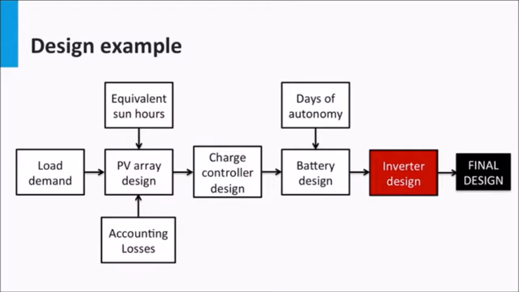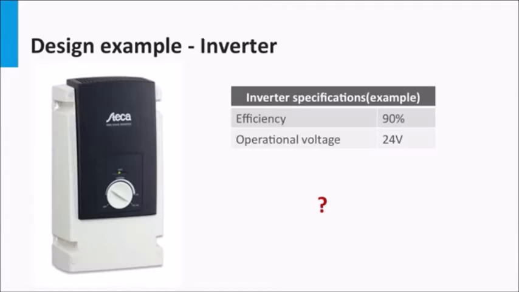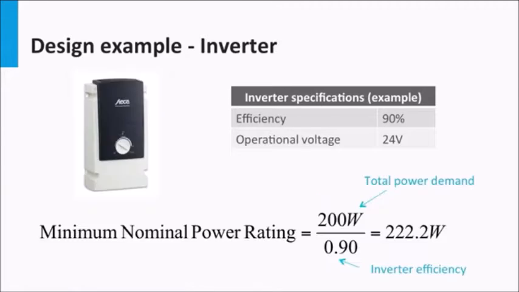Lastly, we come to the inverter sizing. Based on the efficiency of the inverter, the power rating of the inverter needs to be calculated. An inverter is available with an efficiency of 90% and operational voltage of 24 volts. What should be the minimum nominal power rating of this inverter?